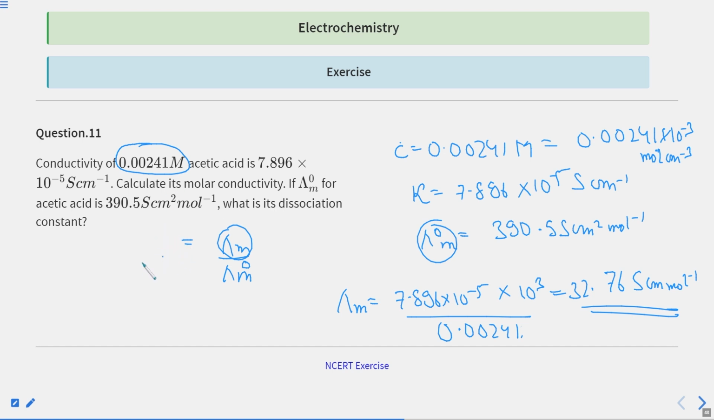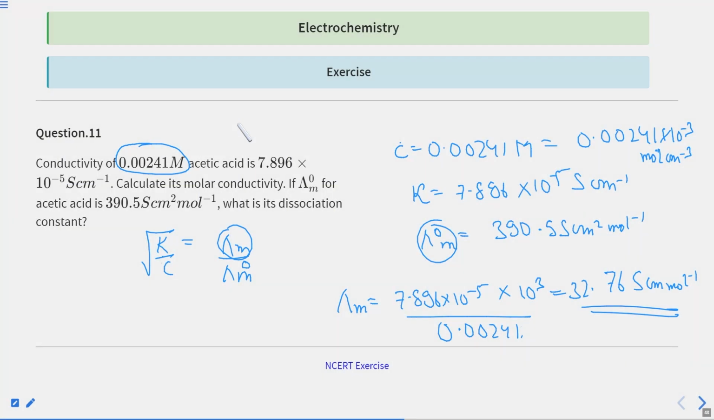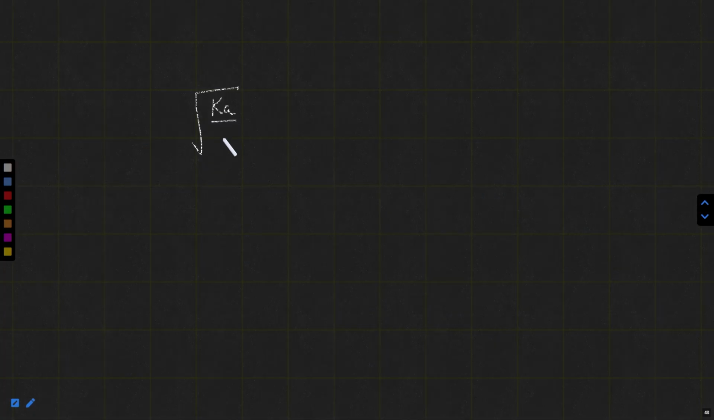And alpha is equal to root under Ka by C. Right? Let me write it on the board. Root under Ka by C. Concentration is 0.0241. And this value I have calculated. Lambda m is 32.76.